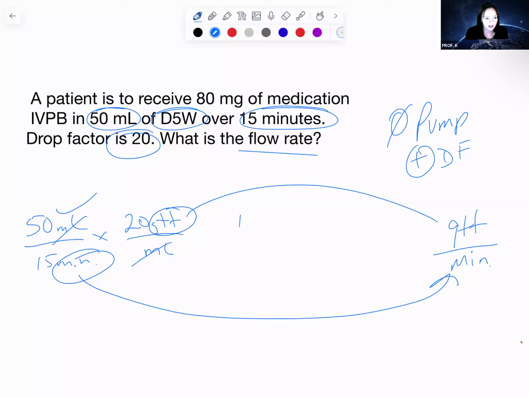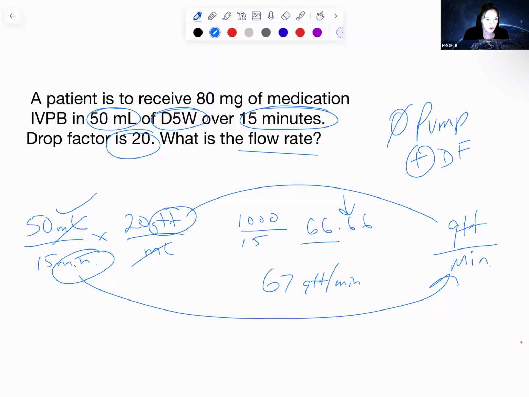So 50 times 20 is 1,000 over 15. When I divide it, it gives me 66.66. Anything over 10, I round to the whole number. It's greater than 5, so the answer is going to be 67 drops per minute. I can't split a drop.